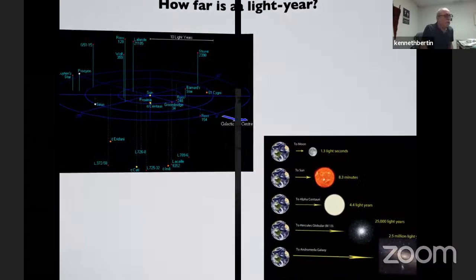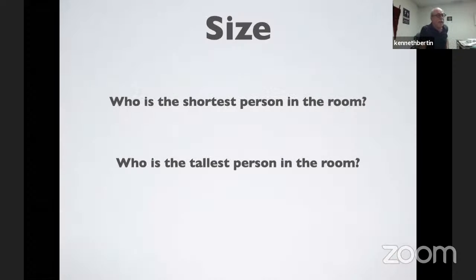Okay, moving on. Now let's talk about size. That kind of gives you the idea about distance, but let's talk about size. Well, when I go to a group, I usually say, who's the shortest person in the room and who's the tallest person? That's why this is up there. And then that person stands up and I will say to them, well, how about if Shaquille O'Neal walks into the room, how tall do you feel now? You know, and the person always says, well, I feel kind of short now, right?